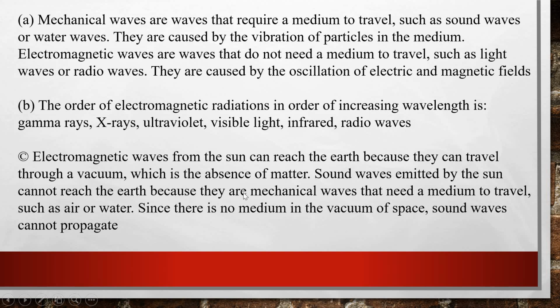Electromagnetic waves from the sun reach the earth because they can travel in a vacuum, and then the space between the earth and the sun is a vacuum. Electromagnetic waves do not require a medium to travel, whereas sound waves emitted by the sun cannot reach the earth because they are mechanical waves. They require a medium to travel, air and water, and then there is no such medium between the earth and the sun. Thank you.